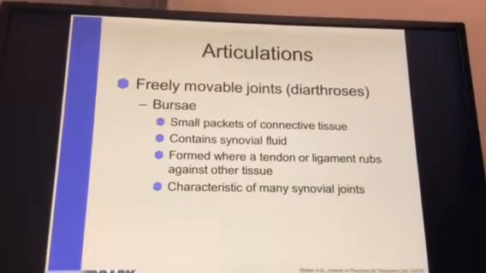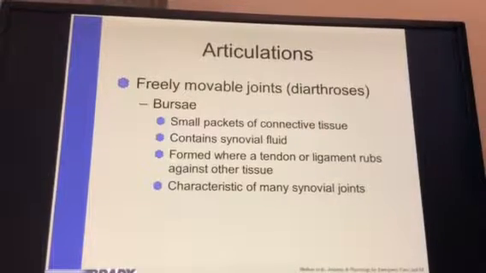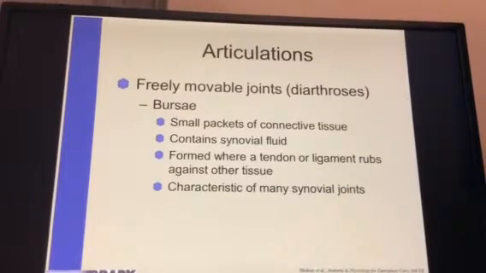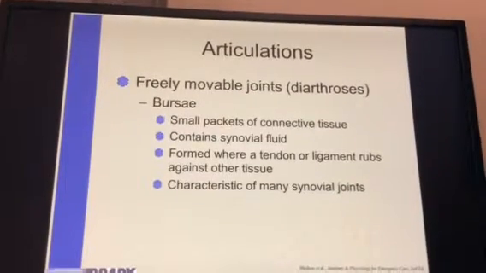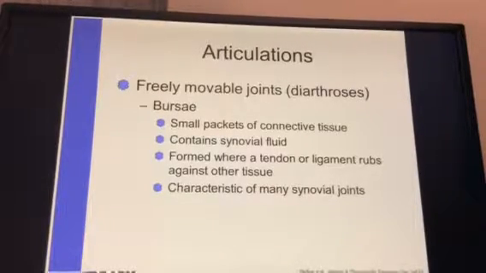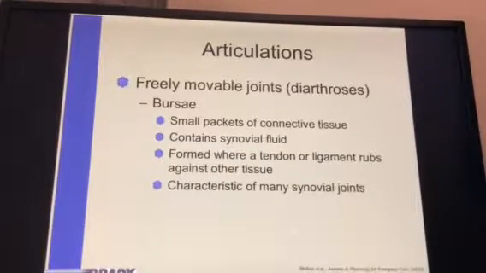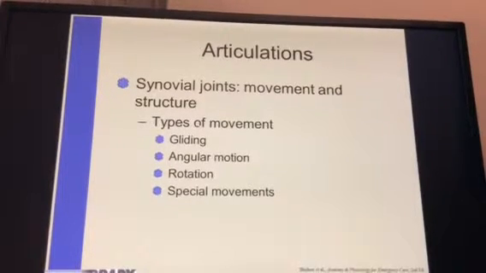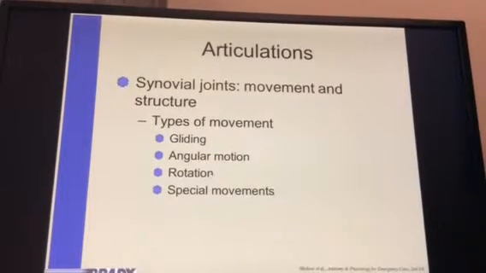Other things that are going to be around are bursa. These are small packets. Sometimes they're just connective tissue, sometimes they have synovial fluid in them. Sometimes they're for cushioning, sometimes they're just a rotation area. But bursa are usually fluid-filled sacs that build around areas and help with cushioning and motion. Other types of motion with synovial joints include gliding motions, angular motions, rotation, and other special motions. So that's what we're going to go over.